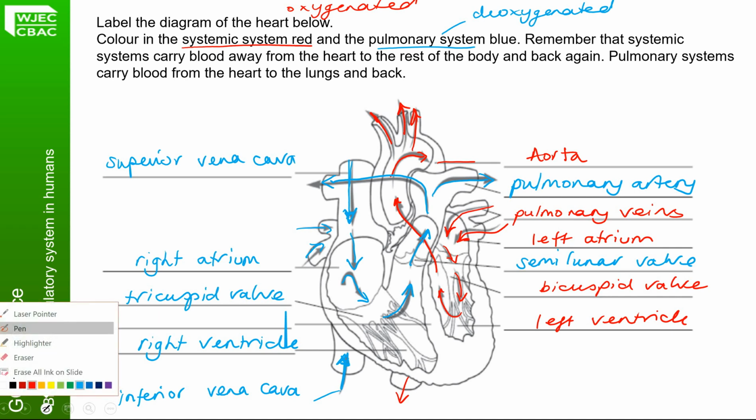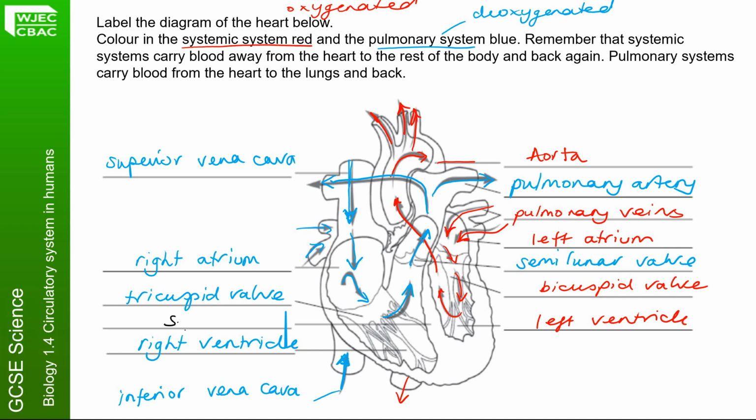So what is this missing label in the middle? The middle part of the heart is called the septum. So this is out of 12 labels. If you got 10 or more, you are doing extremely well if you were able to label 10 or more of those labels.